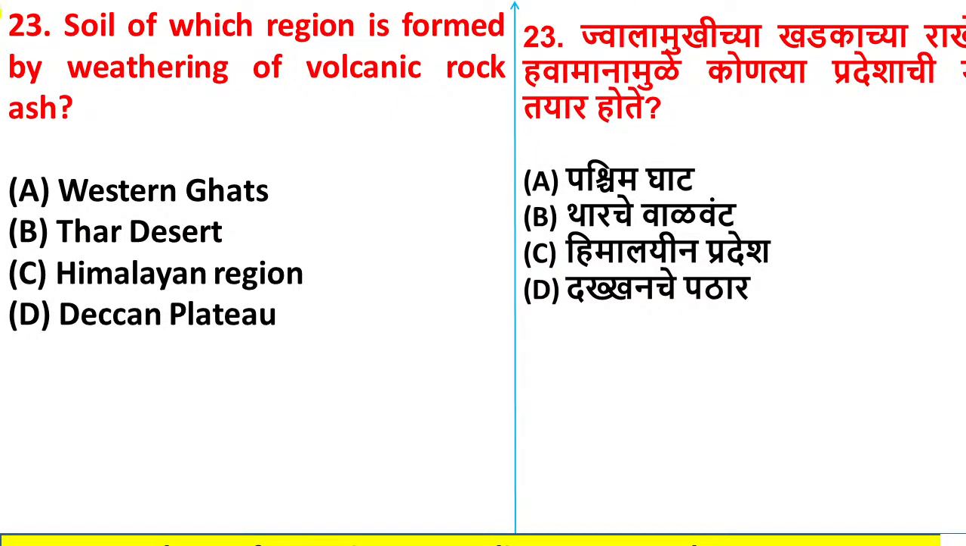Okay, question number 23. Soil of which region is formed by weathering of volcanic rock ash? Option A, Western Ghats. Option B, Thar Desert. Option C, Himalayan region. Option D, Deccan Plateau. Let's comment the answer for question number 23.